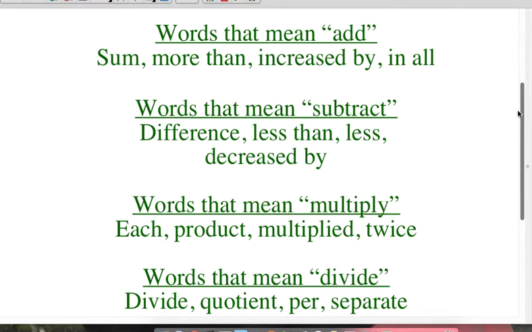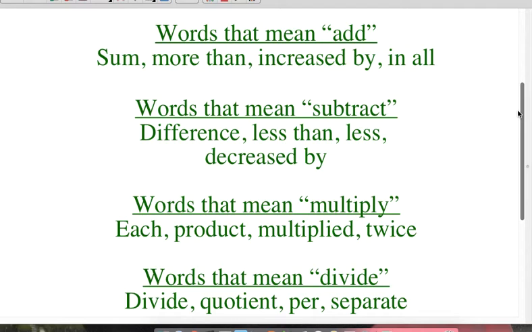Words that mean subtract would be the difference, or the difference between. Less than means subtract, or less, or decreased by. And we're going to have to be really careful when we're setting up subtraction, because remember that subtraction has to be done in the right order. Whereas addition can be done 2 plus 3 or 3 plus 2, subtraction isn't like that. Subtraction and division both have to be set up in the correct order, or you'll get a wrong answer, right? So those will be a little tricky to get set up today, the subtraction and division ones.